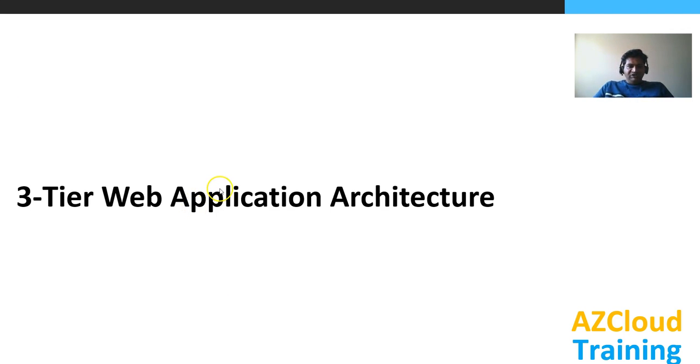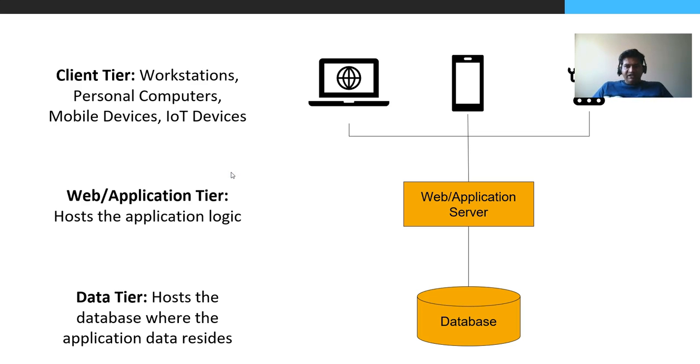Okay, so we are going to see what a three-tier web application architecture looks like. As the name suggests, it has three tiers or three layers. The first layer is the client tier. In this layer, basically, your workstation, personal computers, mobile devices, IoT devices sit. The second tier is the web or application tier. This is where the application logic is hosted. And the third tier is your database tier, which basically hosts the database where the application data resides.